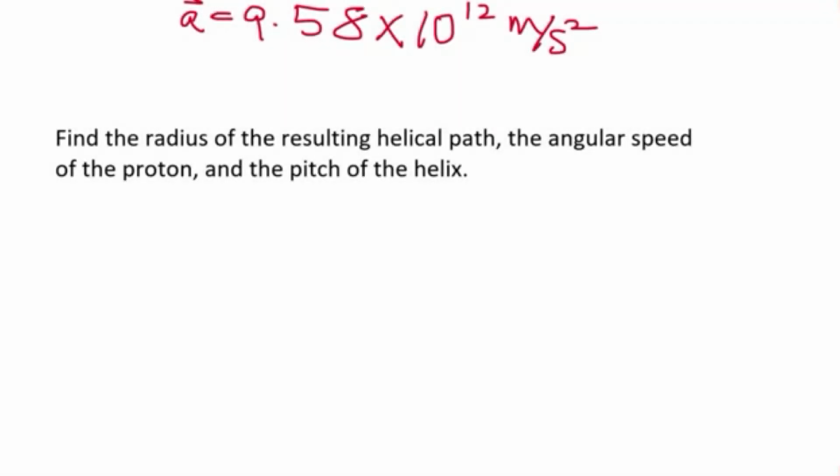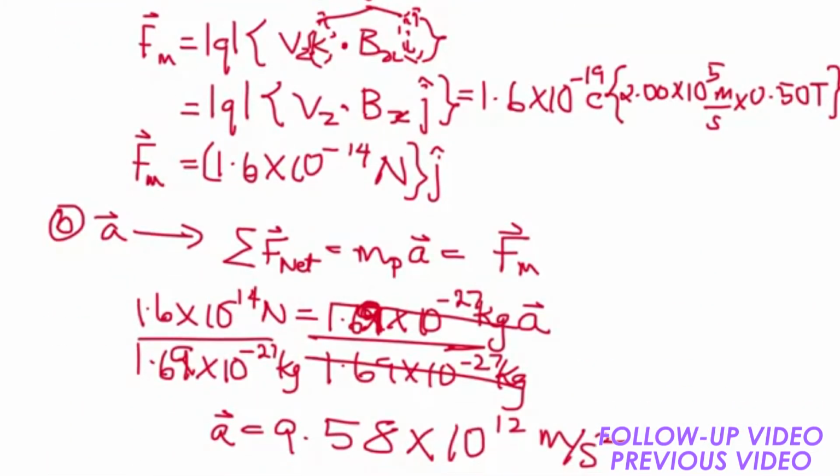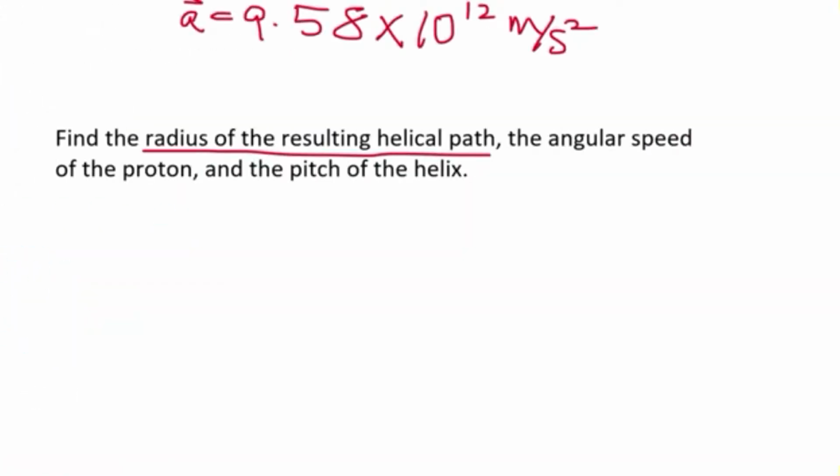Now, this is a follow-up to the question above, in which we're asked to find the radius of the resulting helical path, the angular speed of the proton, and finally the pitch of the helix. So first off, we're going to figure out what the radius of the resulting helical path is.